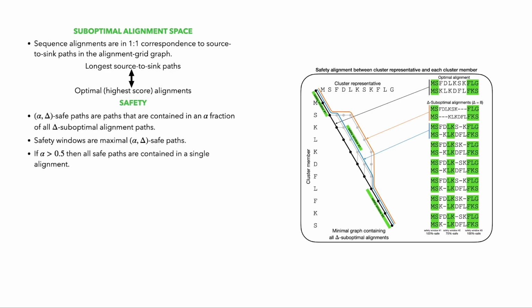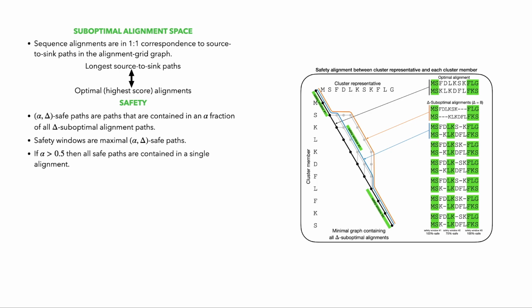So we are calculating what we call safety windows. You can also imagine them as conserved regions of the protein. A path in the alignment grid is called safe if it is contained in an alpha fraction of all suboptimal alignments. And safety windows are those safe paths that you cannot extend on the left and right. So for example, here we have 3 safety windows. 2 of them are present in all suboptimal alignments, where the middle one is present in 75% of all alignments.